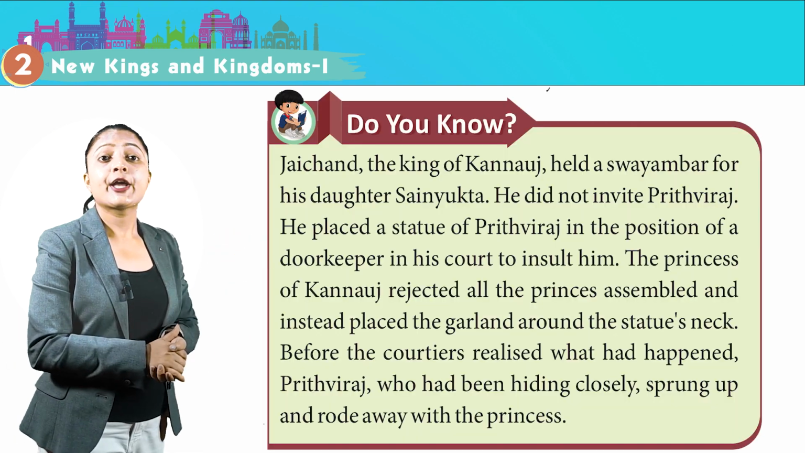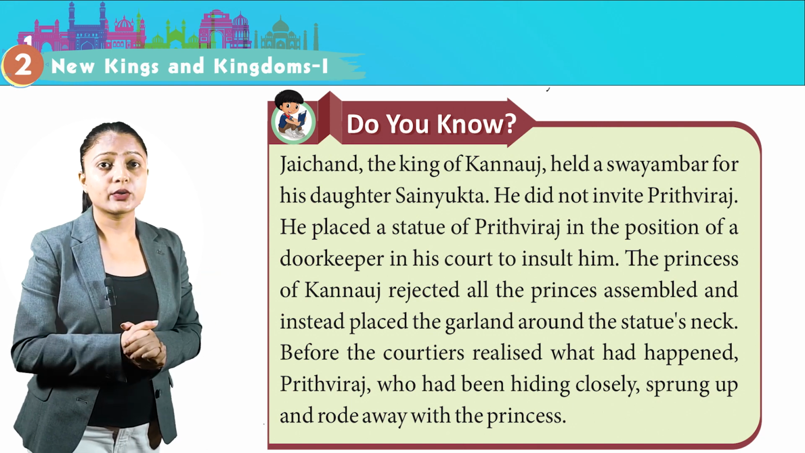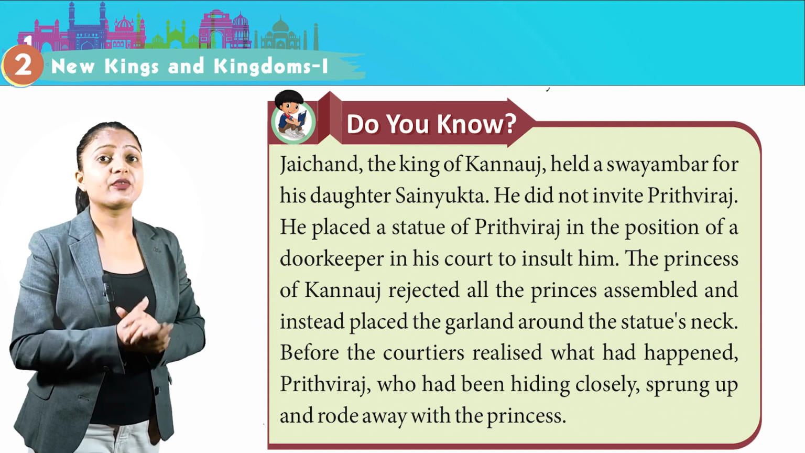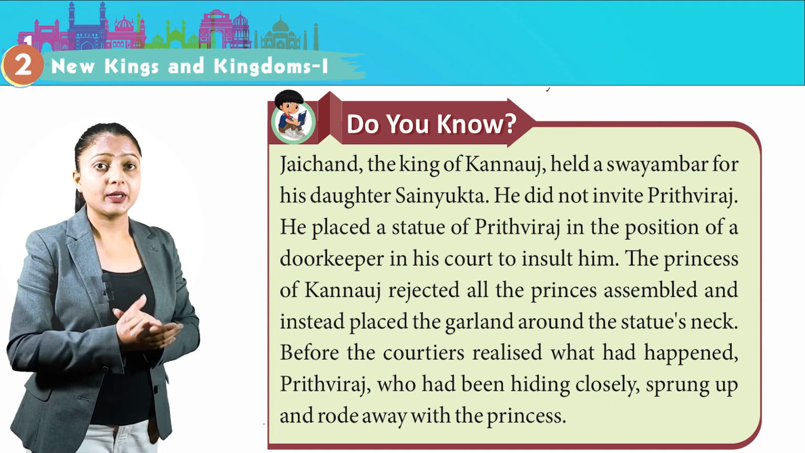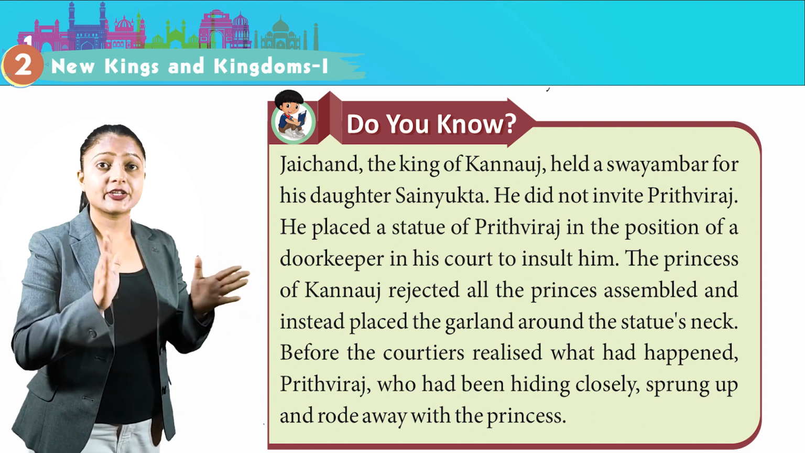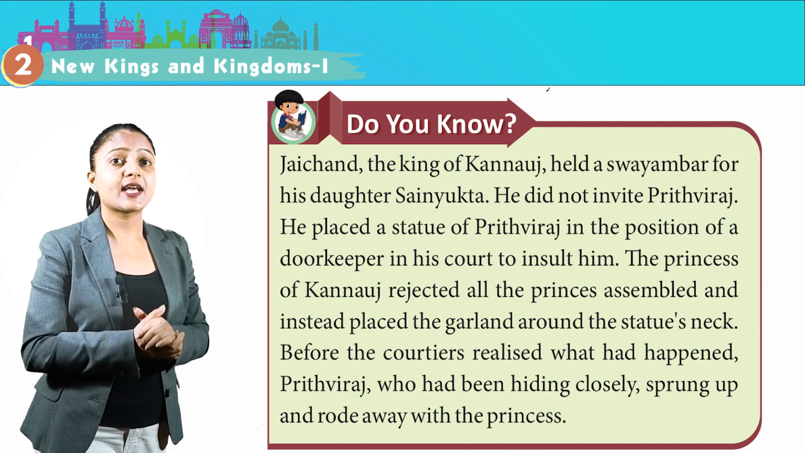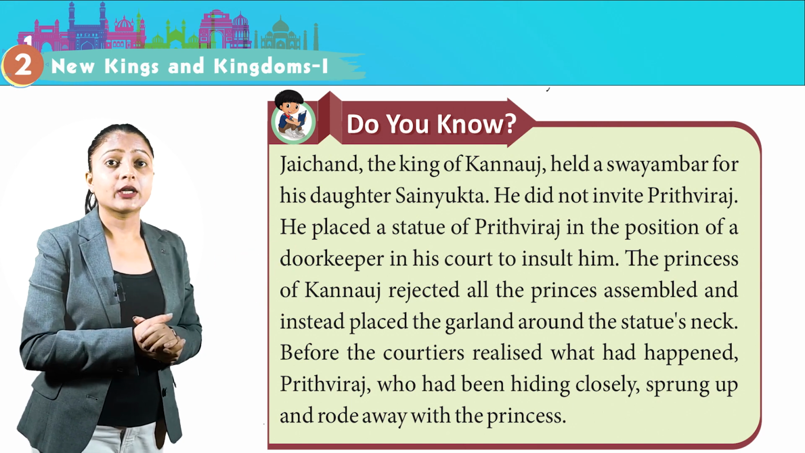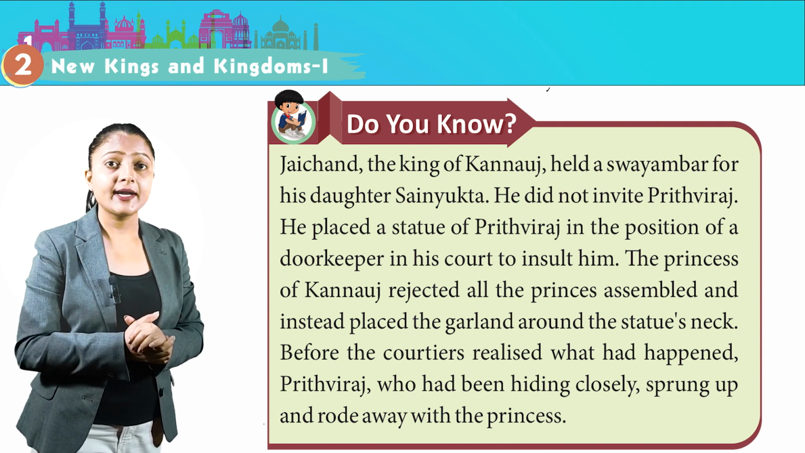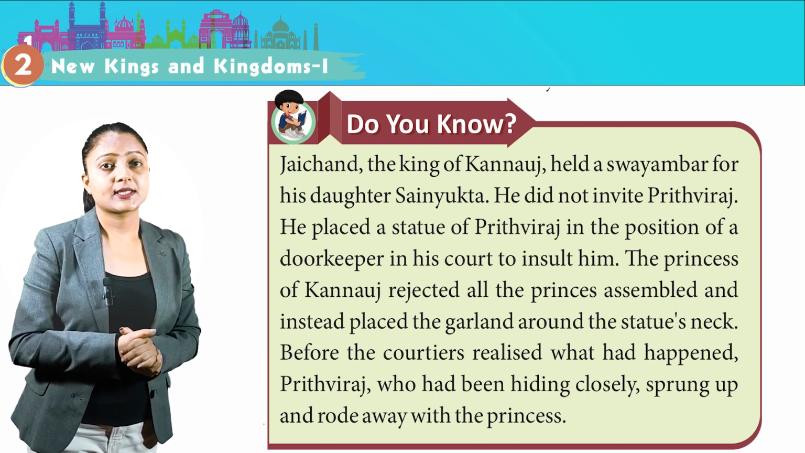Do you know? Jayachand, the king of Kannauj, held a Swayamvar for his daughter Sayukta. He did not invite Prithviraj. He placed a statue of Prithviraj in the position of a doorkeeper in his court to insult him. The princess of Kannauj rejected all princes assembled and instead placed the garland around the statue's neck before the courtiers realized what had happened. Prithviraj, who had been hiding closely, sprung up and rode away with the princess.